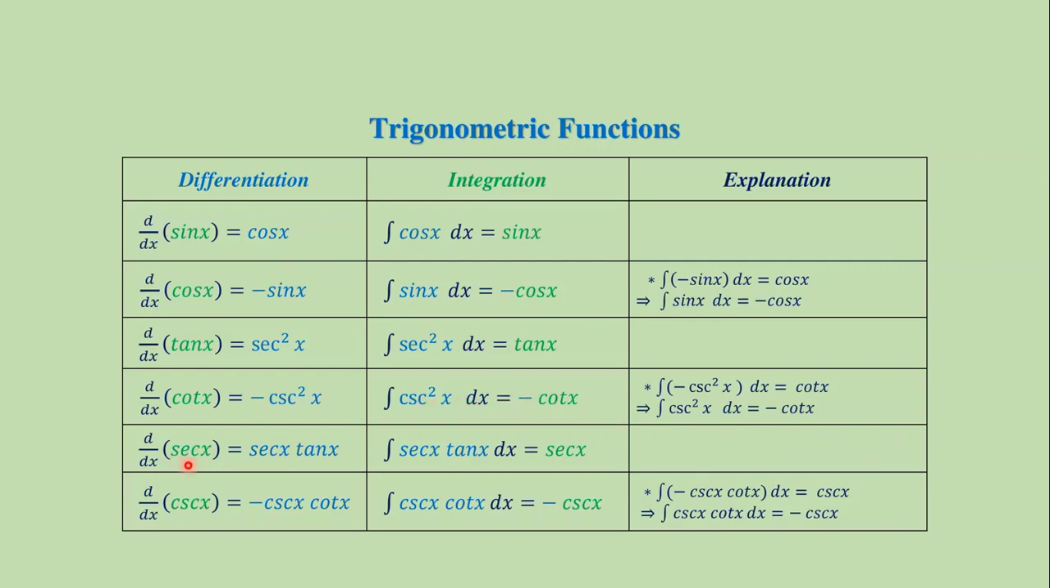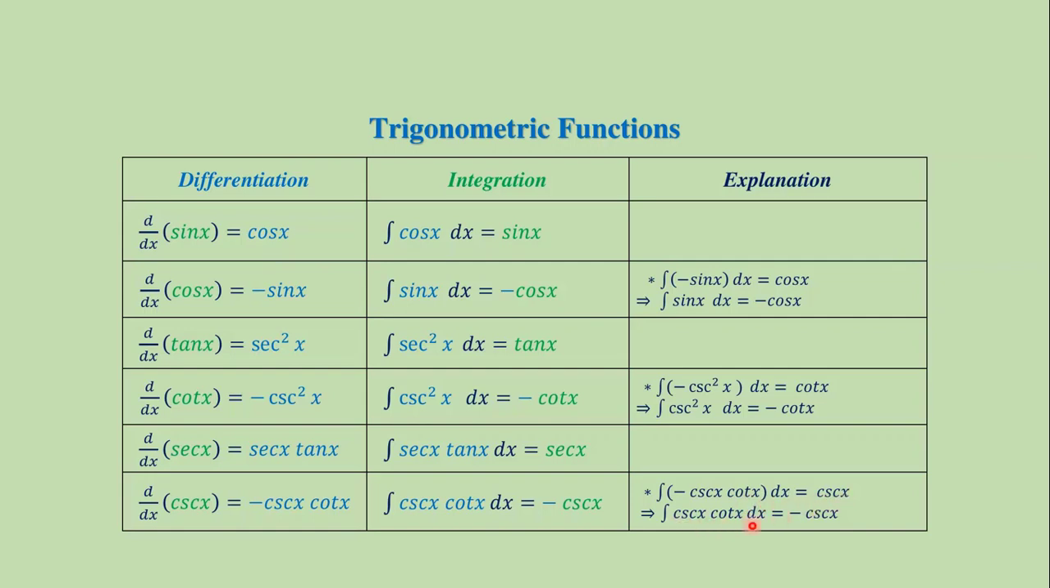d/dx of sec x equals sec x tan x. So, if we integrate sec x tan x, we get back sec x. So, integration of sec x tan x equals sec x. Last one is d/dx of cosec x equals negative cosec x cot x. So, integration of negative cosec x cot x equals cosec x.